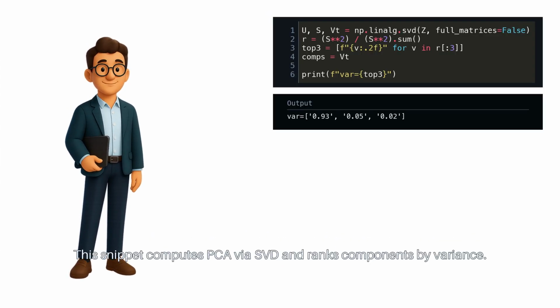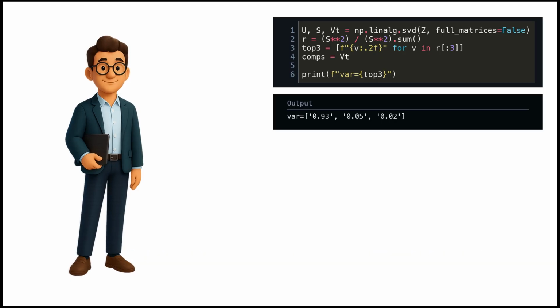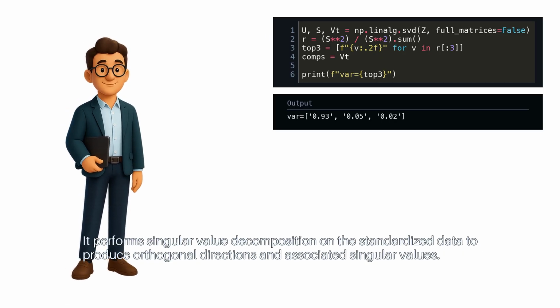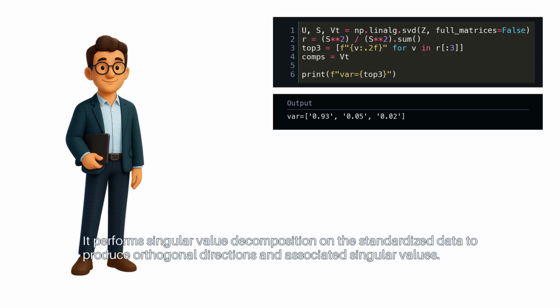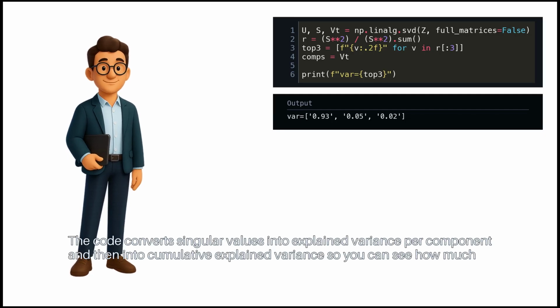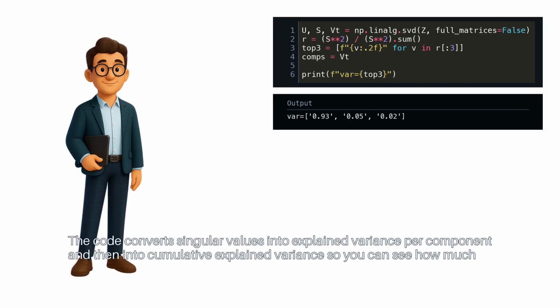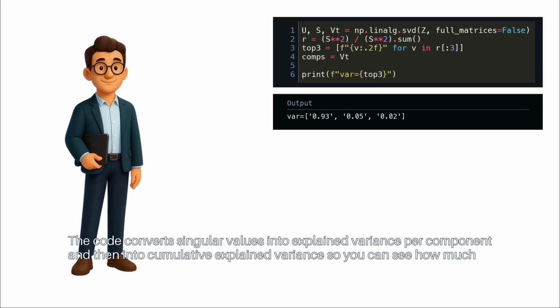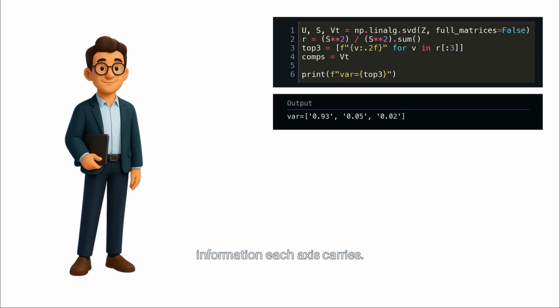This snippet computes PCA via SVD and ranks components by variance. It performs singular value decomposition on the standardized data to produce orthogonal directions and associated singular values. The code converts singular values into explained variance per component, and then into cumulative explained variance, so you can see how much information each axis carries.